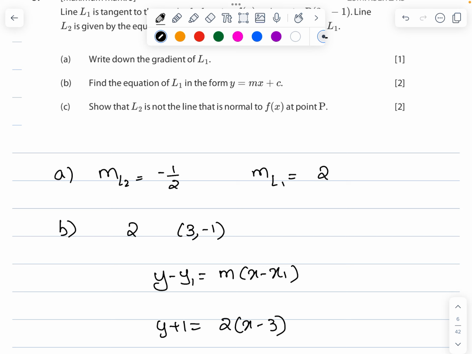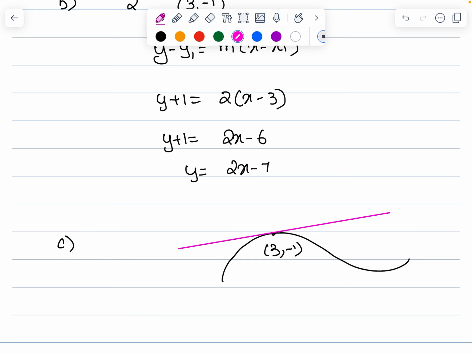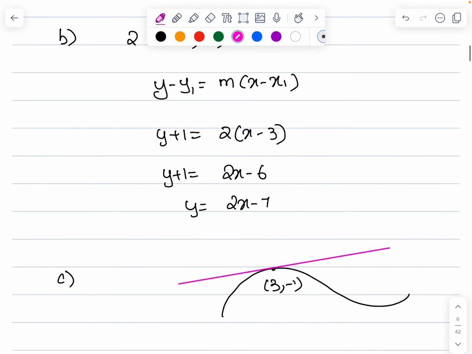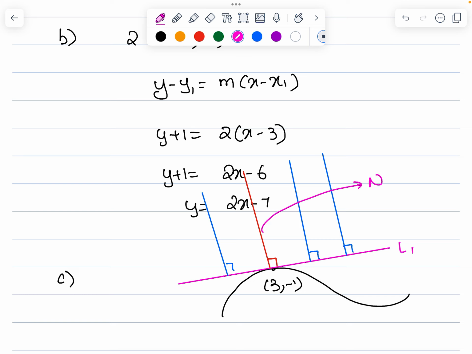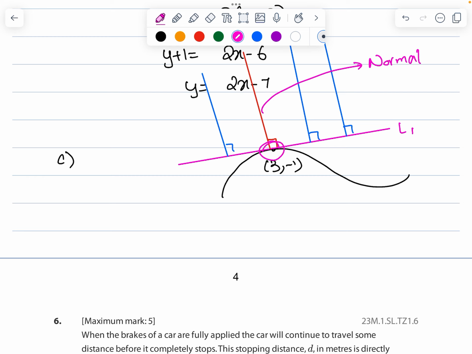So that L2 is not a line that is normal to f of x at the point. Basically, for example, this is a curve, and this is the point (3, negative 1). And we have a tangent over here, which is L1. Now we know that L2 is perpendicular. So this can be perpendicular, this can be perpendicular. There can be a perpendicular line over here, a perpendicular line over here. And this red line is also a perpendicular line, and the blue line is also a perpendicular line, but the red line is only called the normal because it is at that particular point. Normal also passes through (3, negative 1).